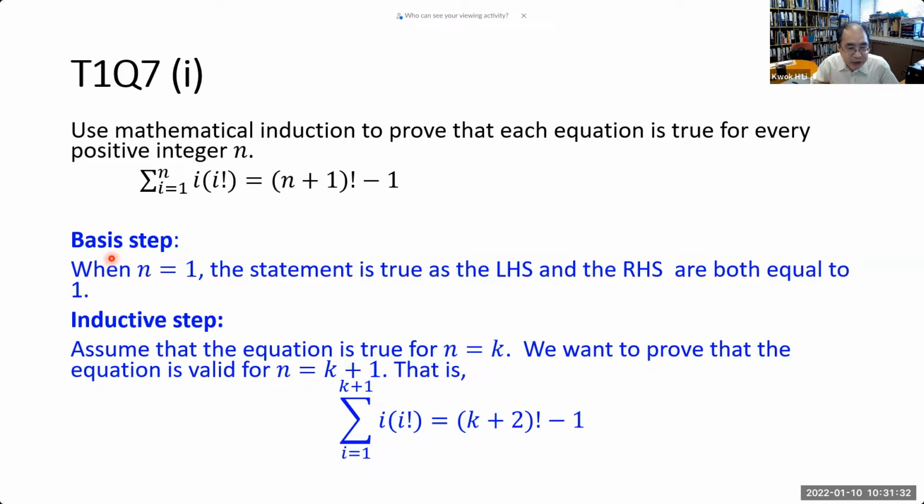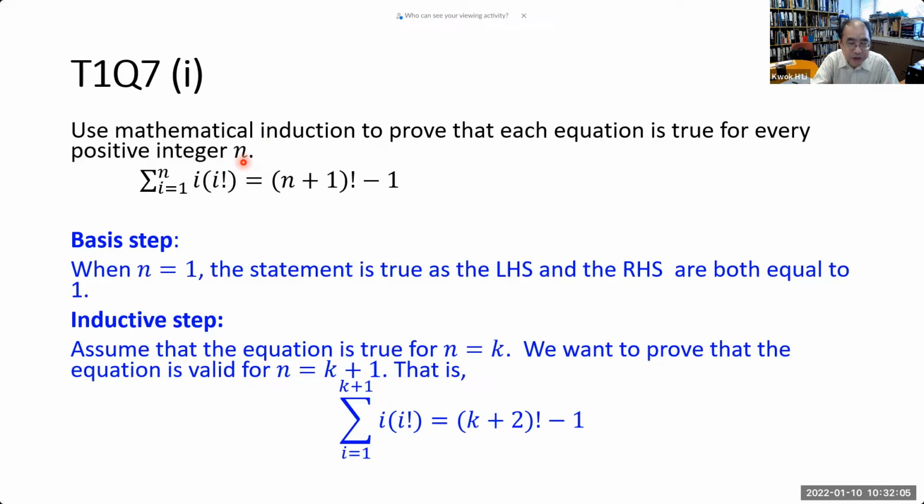In the basis step, you find the smallest value of n. For a positive integer n, the smallest value of n is equal to 1, so you will check 1 to see whether it's correct. If the statement is for positive integer n greater than or equal to 10, then the smallest value will be 10, so you should apply 10 to that. So you have to check which one is the smallest value.